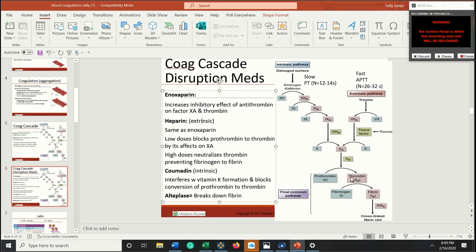It blocks the prothrombin from thrombin, so it tries to block right here so that the prothrombin never turns into thrombin, and then we can kind of halt all of this fibrin and fibrinogen so it doesn't get stronger.